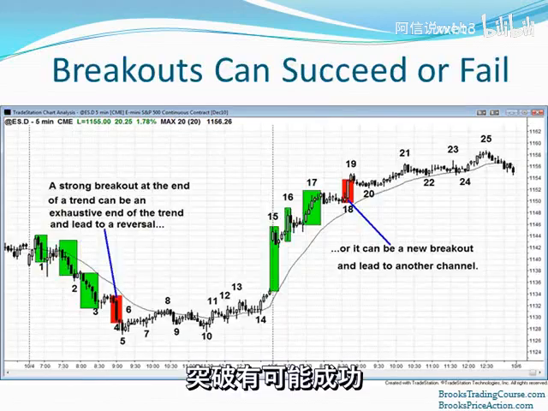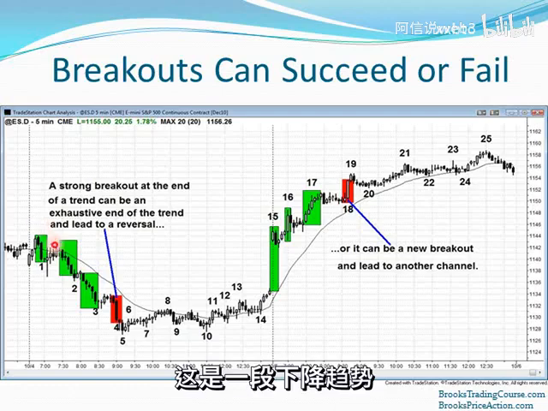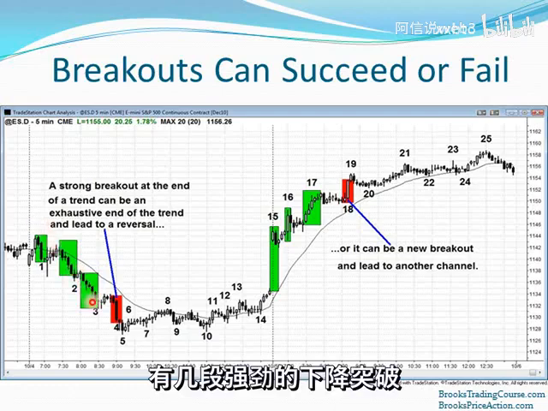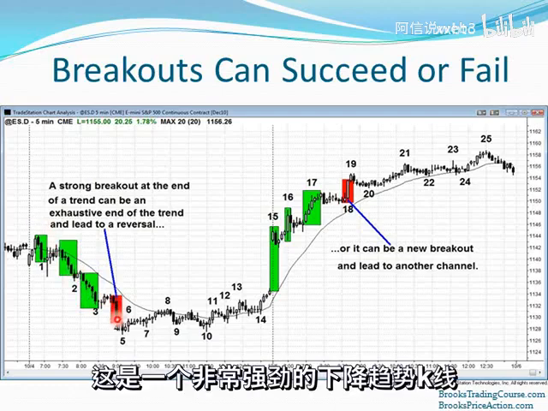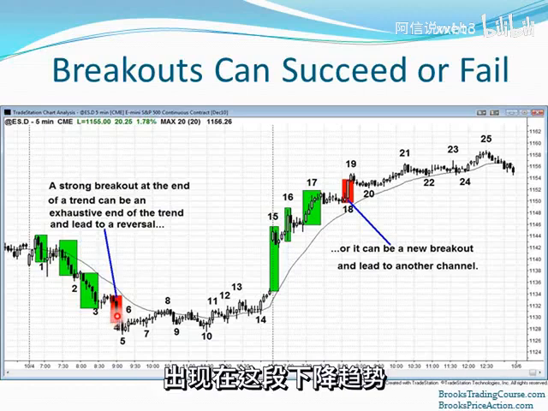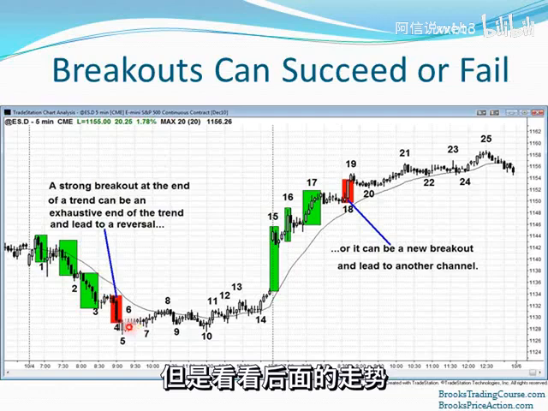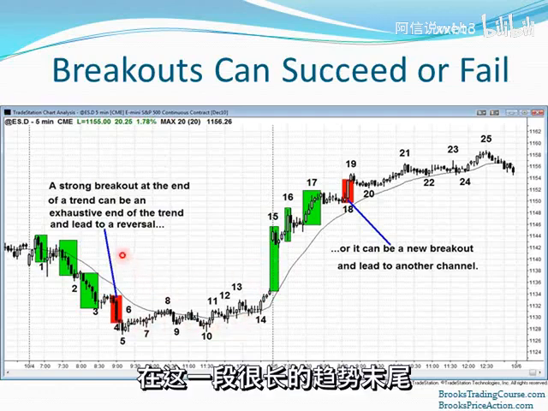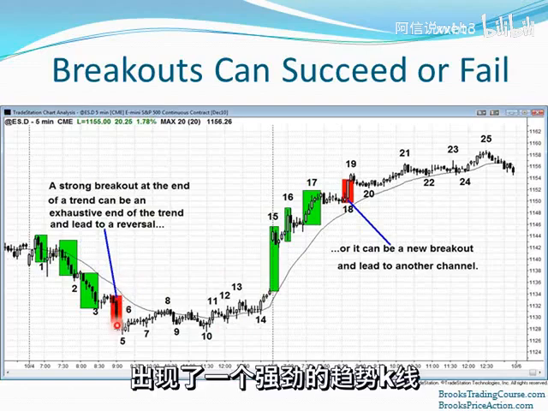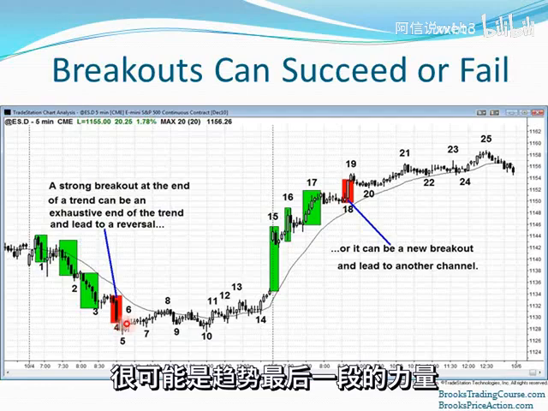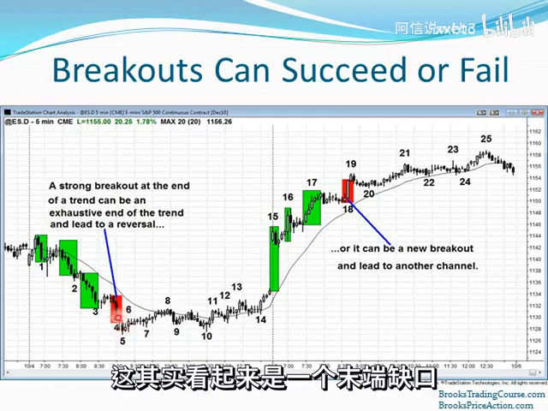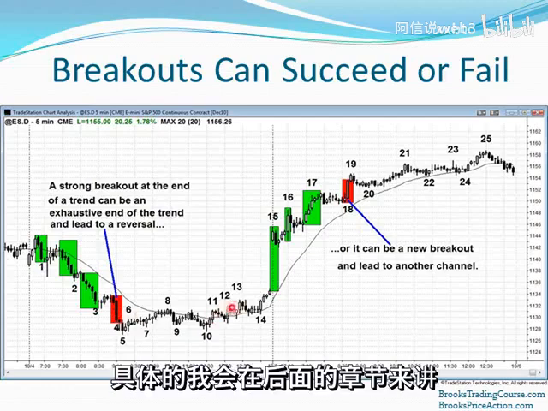So breakouts can succeed or fail. Here's a bear trend. We had several bear breakouts along the way. And here's a very strong bear trend bar occurring 20 or 30 bars into the trend. However, look what followed: a trading range and then a reversal. So a very strong trend bar at the end of a long trend can be an exhaustive end of the trend. Ultimately, this is effectively an exhaustion gap. I'll talk more about that later.